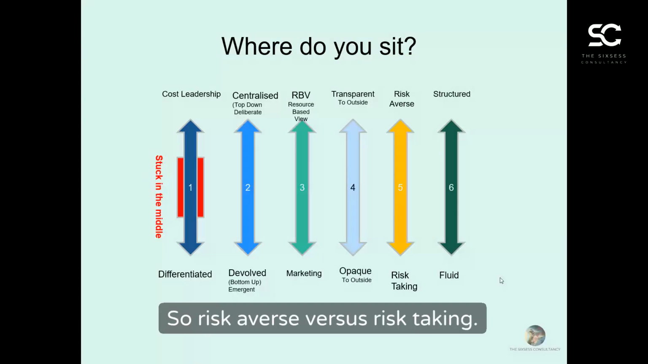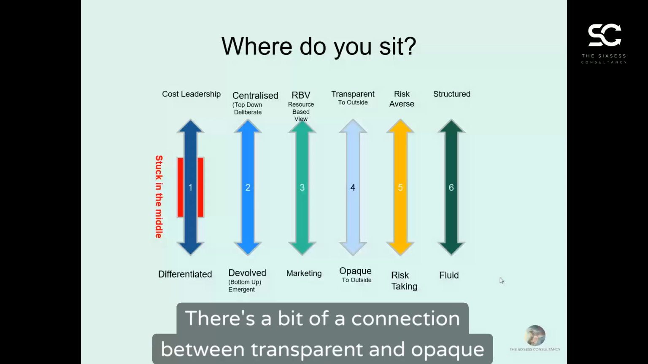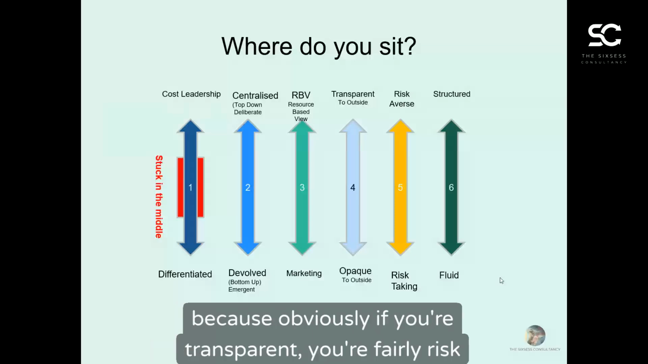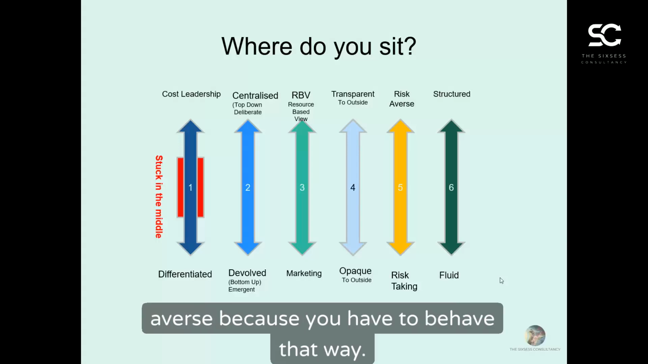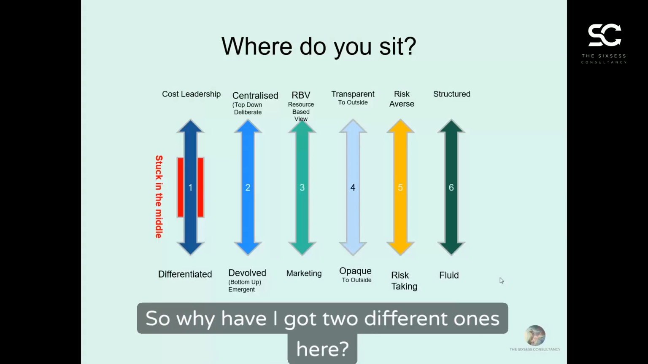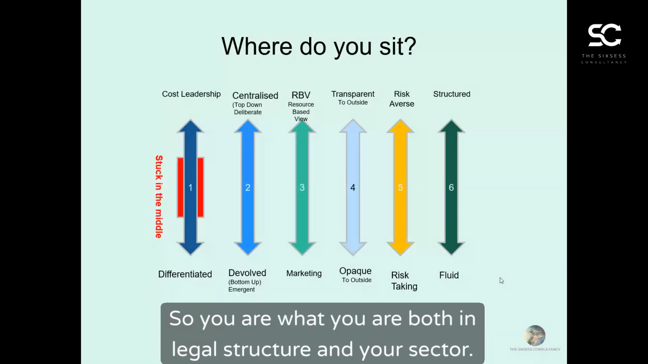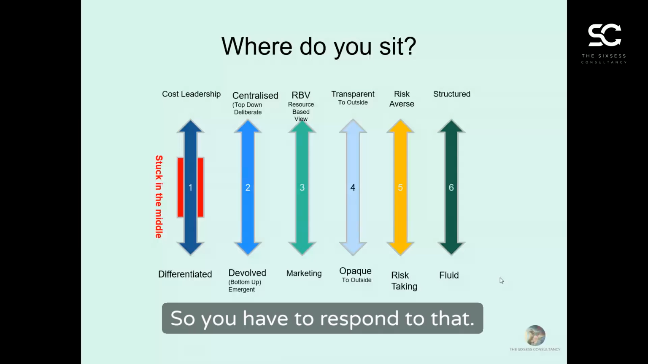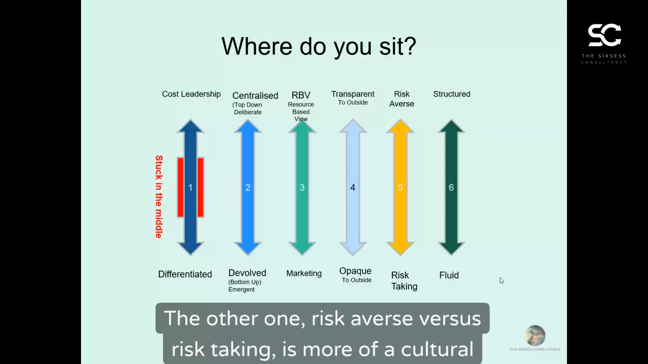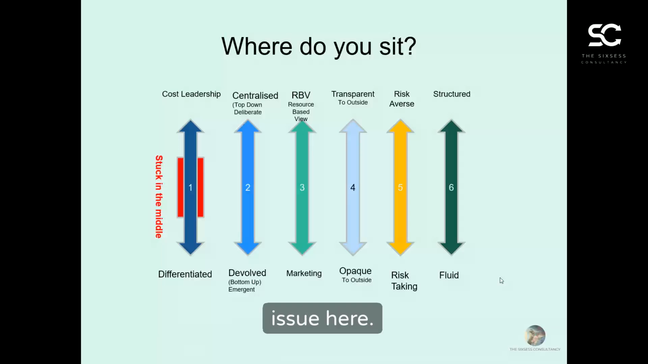So risk averse versus risk taking: there's a bit of a connection between transparent and opaque, because obviously if you're transparent, you're fairly risk averse because you have to behave that way. So why have I got two different ones here? The transparent to opaque is almost mandatory. You are what you are, both in legal structure and your sector. So you have to respond to that. There's no choice to it. The other one, risk averse versus risk taking, is more of a cultural issue.